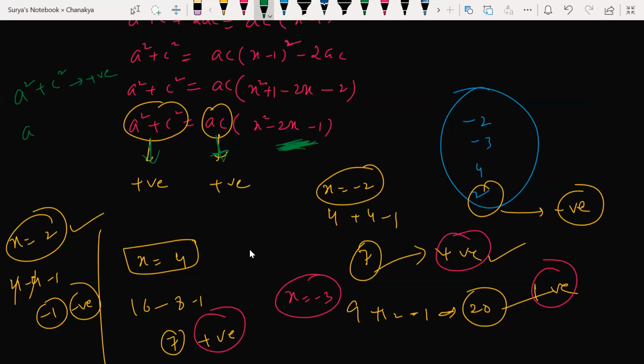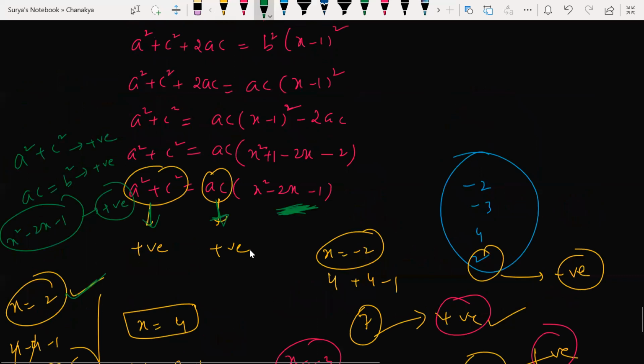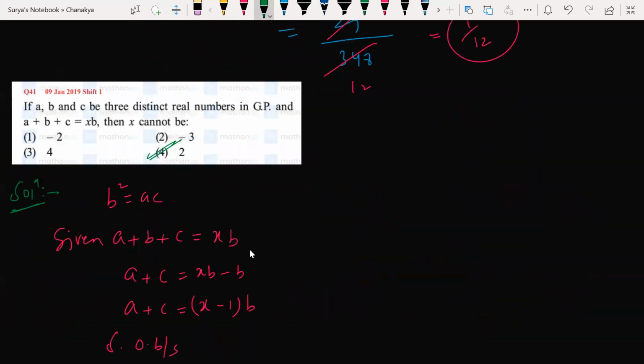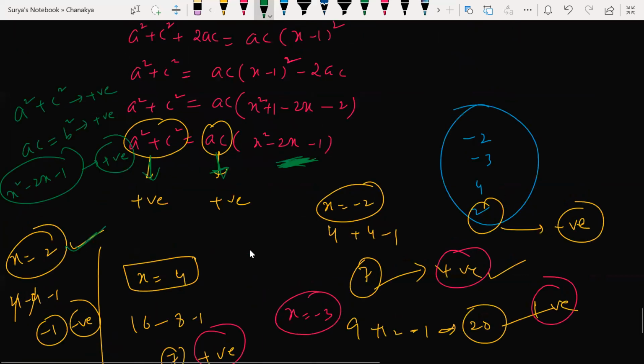He has given AC is equal to B square. This is also positive. Then X square minus 2X minus 1 must be positive. So it cannot be negative. So everywhere I'm getting positive except for X value 2. All right. So X value cannot be 2 here. X cannot be taken as 2. Hope you are getting my point.